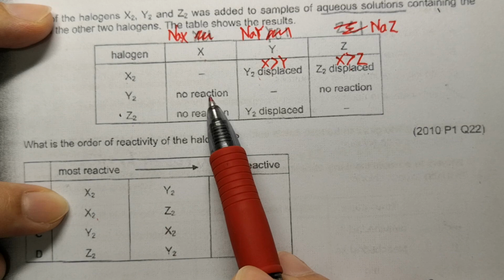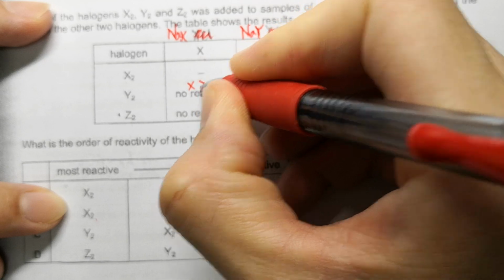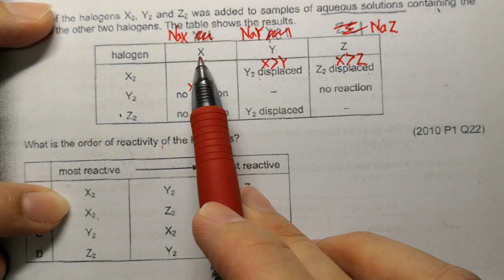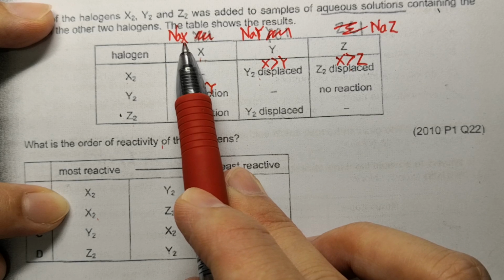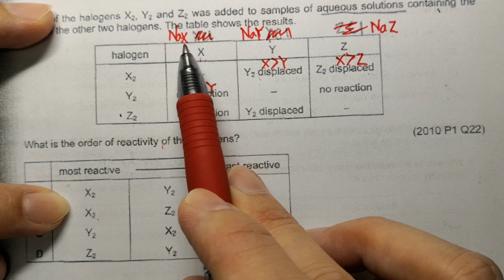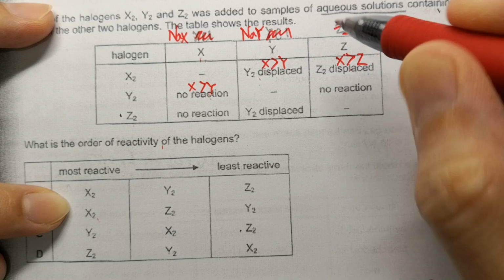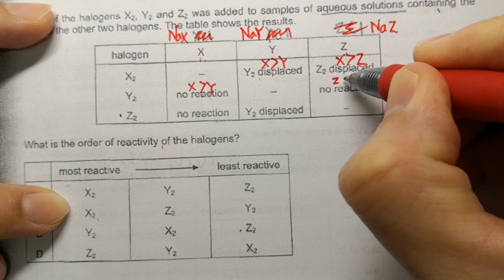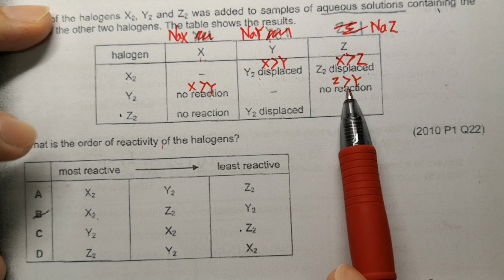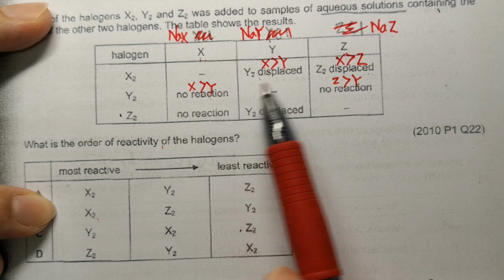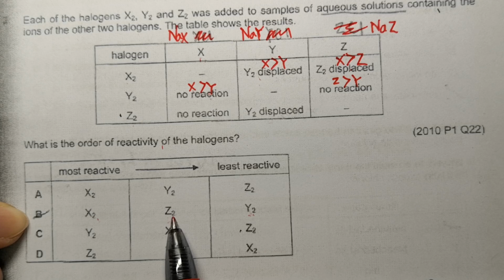See, Y2, no reaction. What will be the conclusion? X is more reactive than Y, because X cannot be displaced. You cannot kick out the X, which means X is more reactive than Y. Likewise over here, no reaction, that means Z is more reactive than Y. So from here, the conclusion is Y is the least reactive. That's why the answer is B. No need to look at Z already.